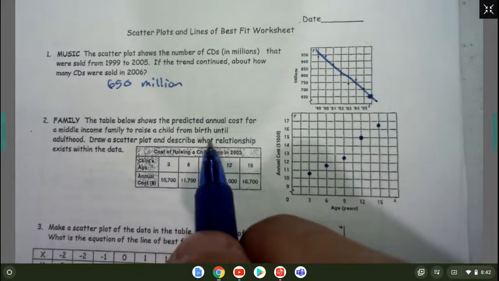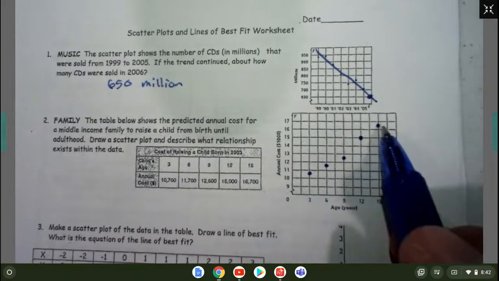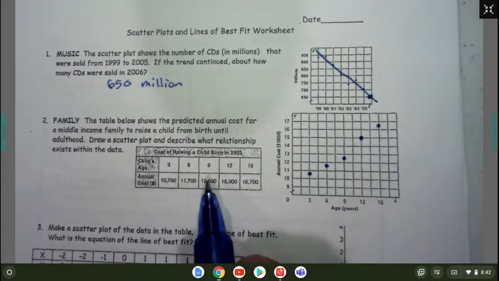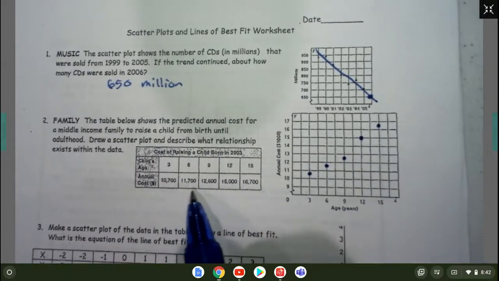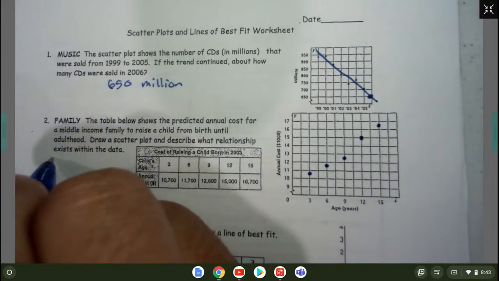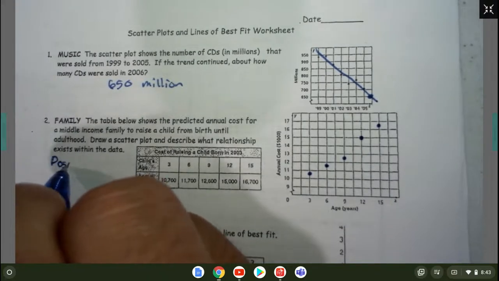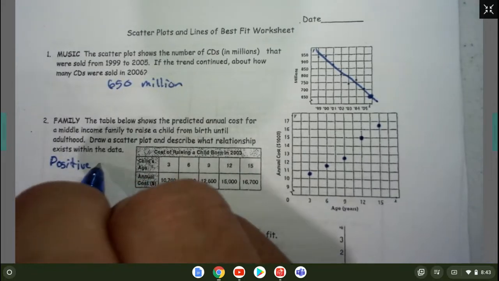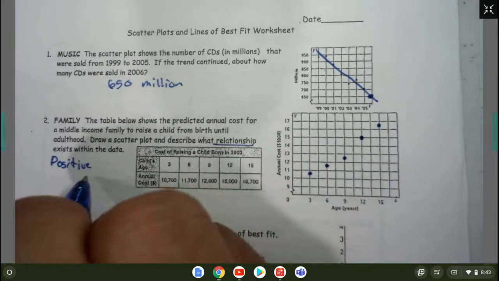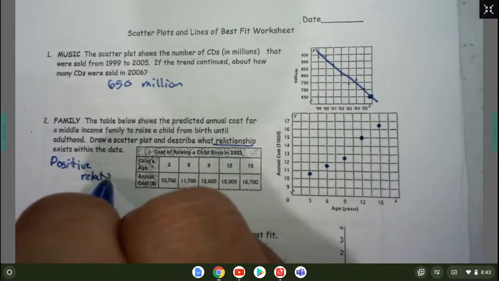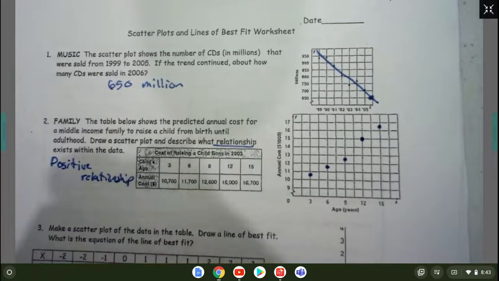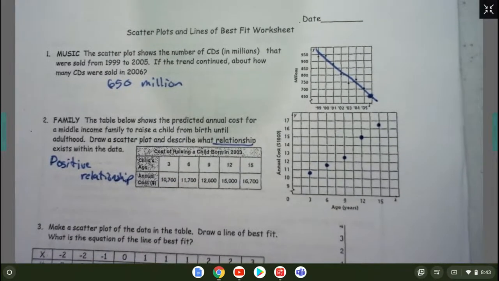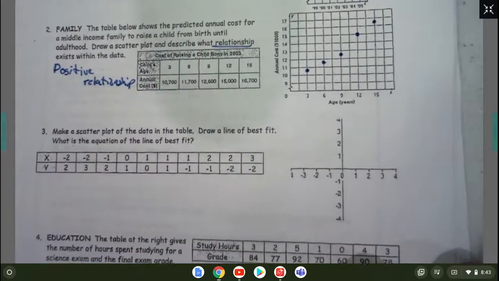Make our scatter plot and describe what relationship exists. So that's increasing, right? It's getting more and more expensive to raise the child, more money each year. So that is a positive correlation or relationship. They're using the word relationship this time, so I'll use the word relationship. That's a positive relationship because they're both increasing.